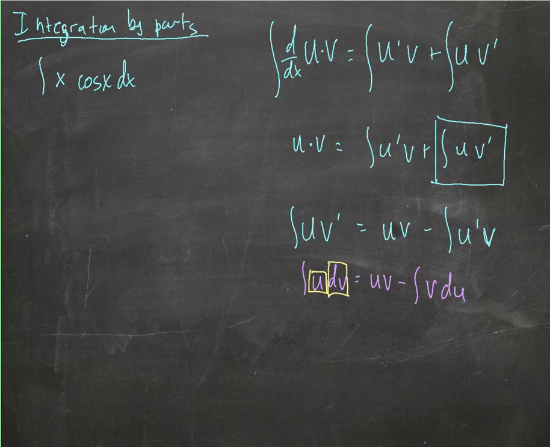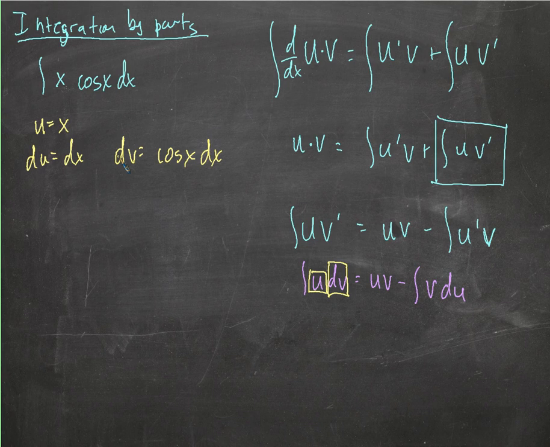So there's going to be plenty of example problems. Let me just show you how we would approach this one. I'm going to let u be x, and I'm going to let dv be cosine x dx. Okay. Then I'll take du. What's du? Because I need that for this part of the formula. Well, that's just going to be dx. The derivative of x is dx. Very simple.